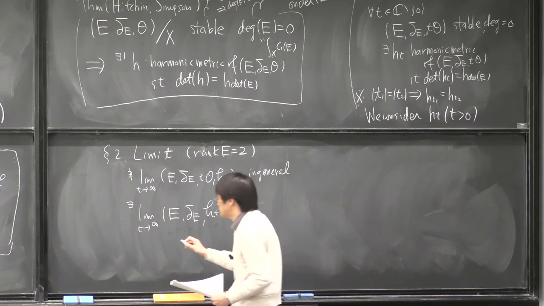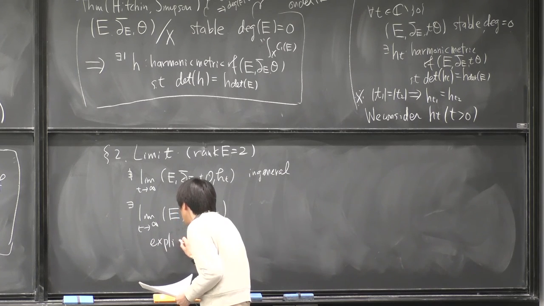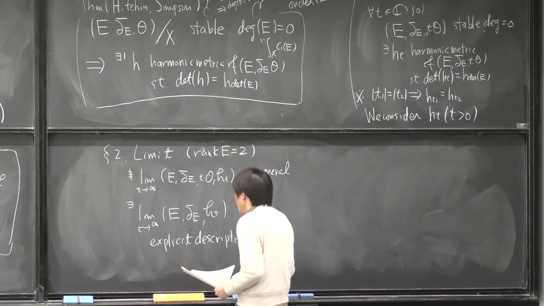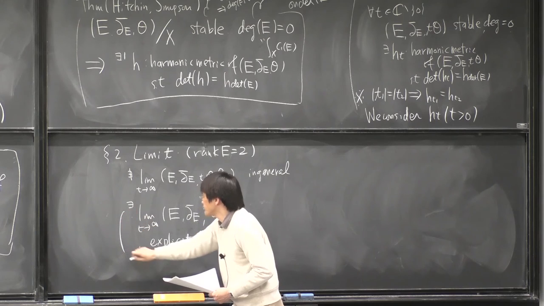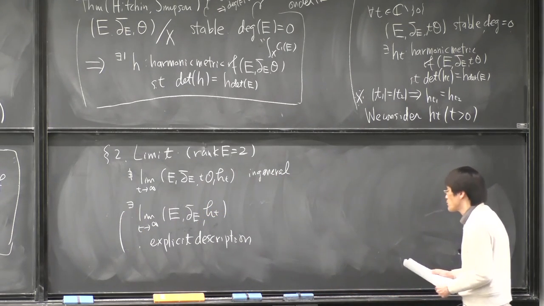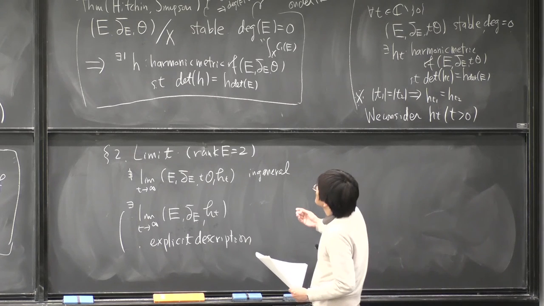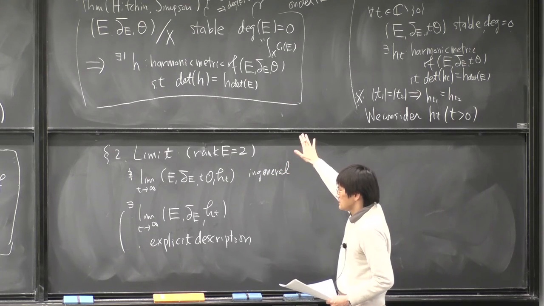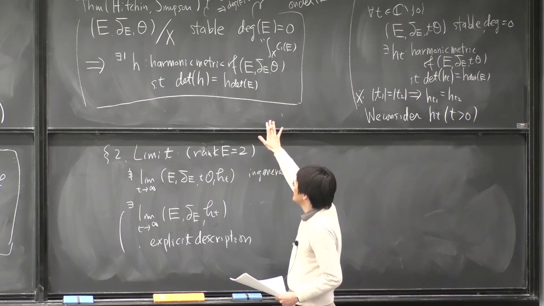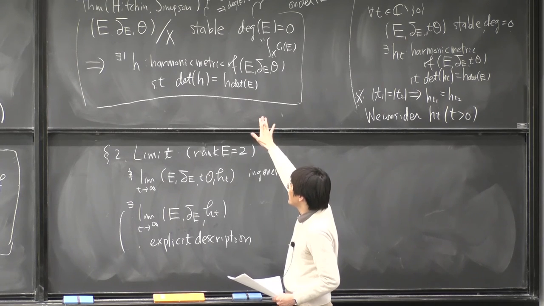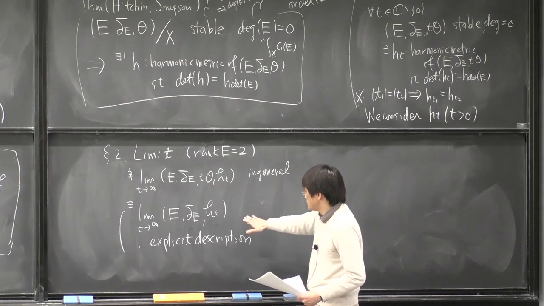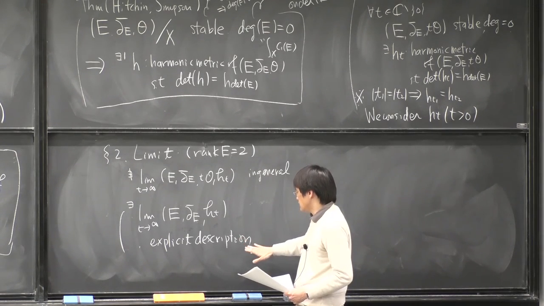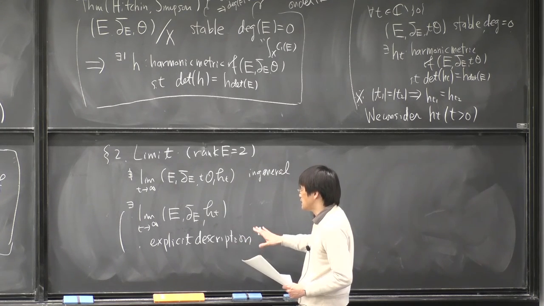And we also have an explicit description of this limit. That is the second main result. And this theorem ensures just the existence of harmonic metrics. And in general, it is very difficult to know the exact concrete form of harmonic metrics. So this is just the limit of the family of harmonic metrics. But it is interesting to know this kind of explicit description of the limit of harmonic metrics.